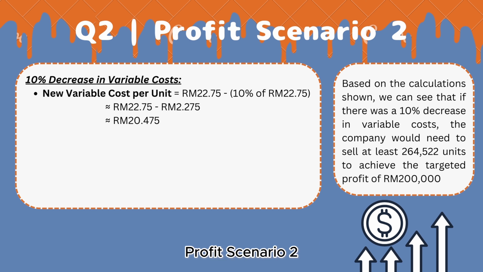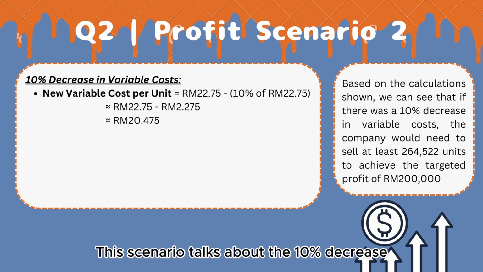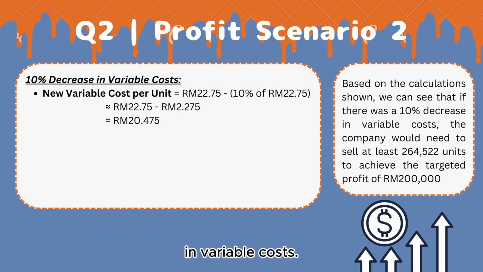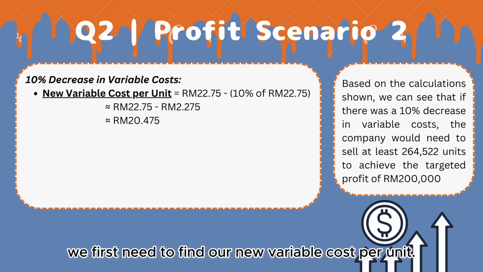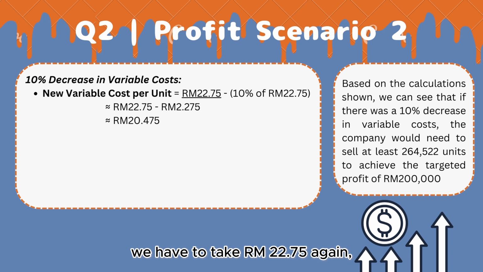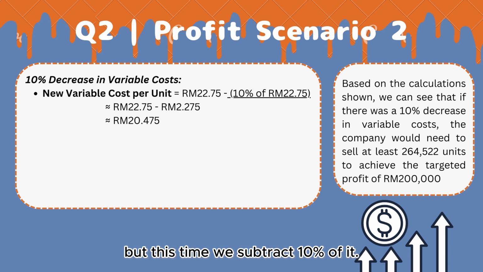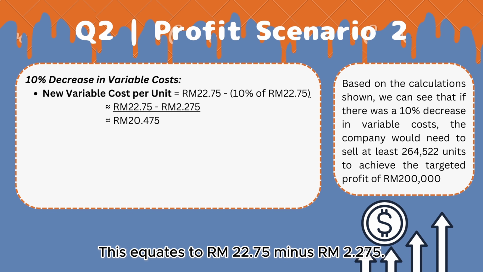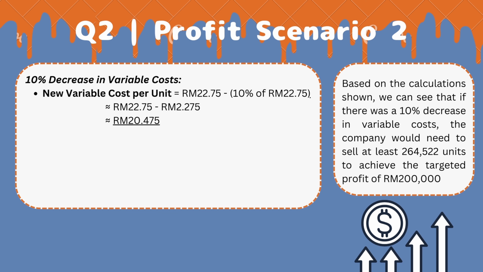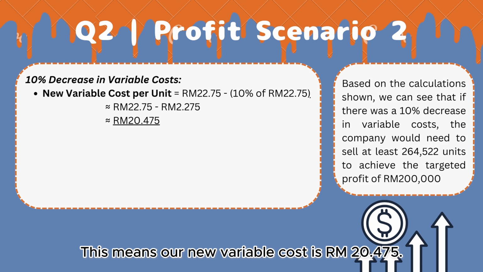Profit Scenario 2. This scenario talks about the 10% decrease in variable costs. Similar to the first scenario, we first need to find our new variable cost per unit. First, we have to take RM22.75 again, but this time we subtract 10% of it. This equates to RM22.75 minus RM2.275. This means our new variable cost is RM20.475.